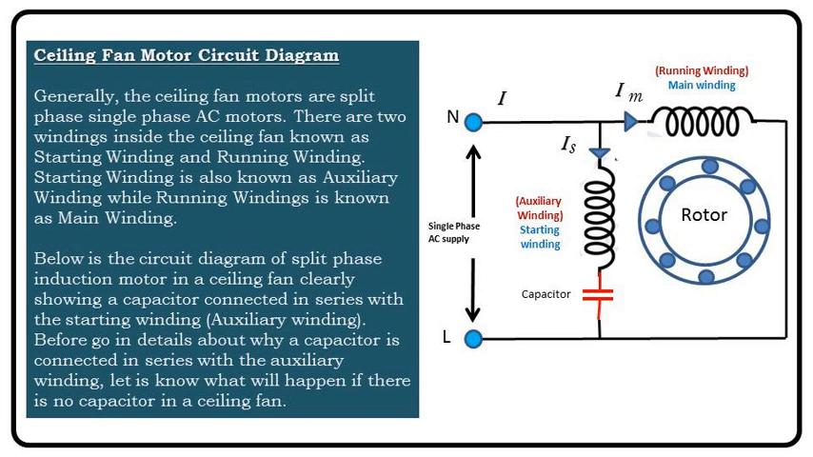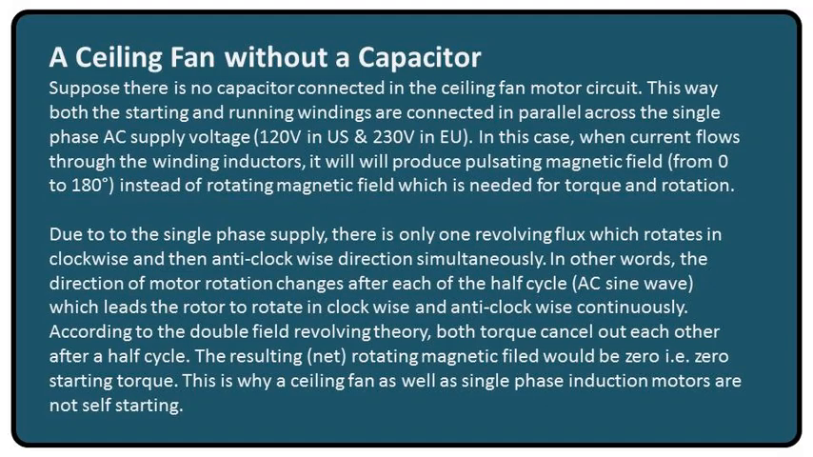Before going into details about why a capacitor is connected in series with the auxiliary winding, let us know what will happen if there is no capacitor in a ceiling fan. A ceiling fan without a capacitor. Suppose there is no capacitor connected in the ceiling fan motor circuit. This way both the starting and running windings are connected in parallel across the single-phase AC supply voltage of 230 volts.